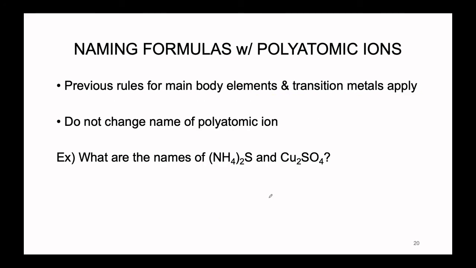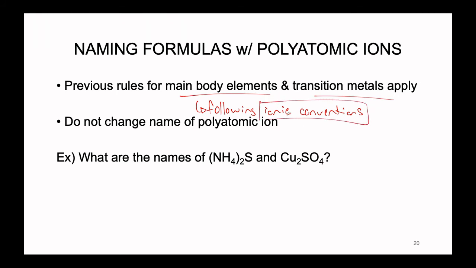If we wish to name a compound that contains some type of polyatomic ion, all previous rules for main-bodied elements and transition metals apply, if, again, we are following ionic conventions. So when we're working with polyatomic ions, we may be working with a molecular compound that has a charge, but because it has a charge and there's going to be some type of counter ion present, we need to turn our attention instead to working with the ionic conventions to really make sure we have a proper charge neutral formula and a proper name to go along with it.